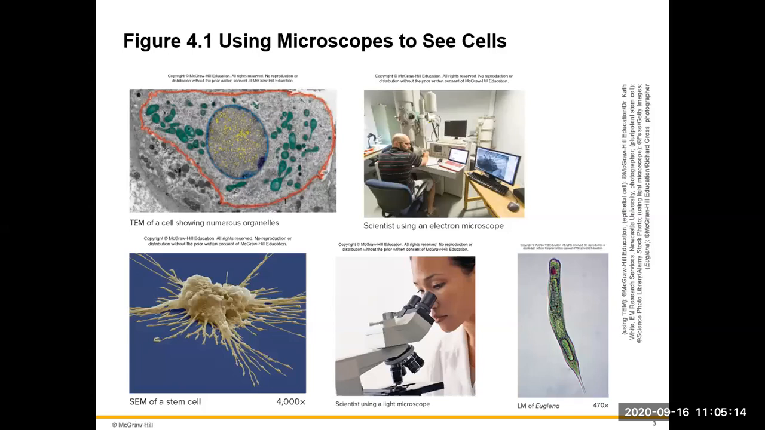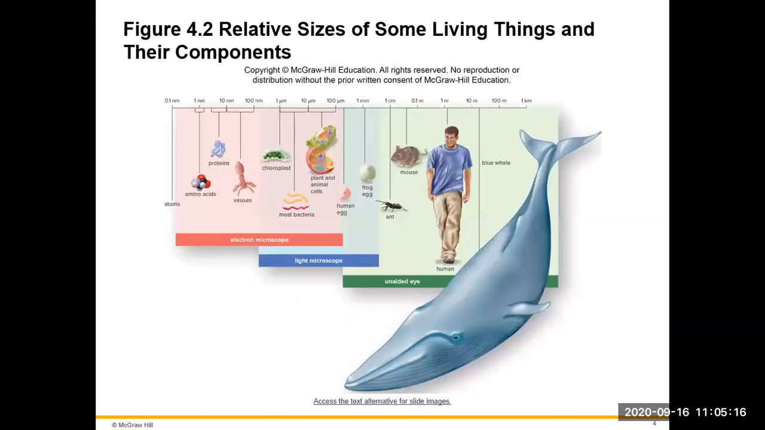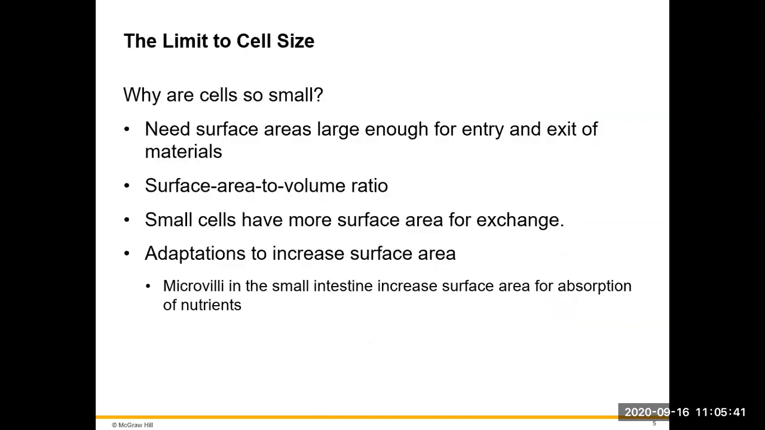These are the cells under the microscope. As you can see, with the electron microscope we are able to see anything from the atoms all the way up to the human egg. With the light microscope, we cannot see viruses. Viruses can only be seen through the electron microscope.